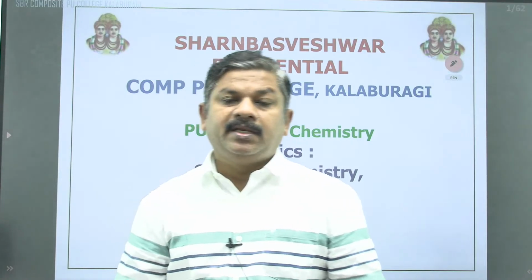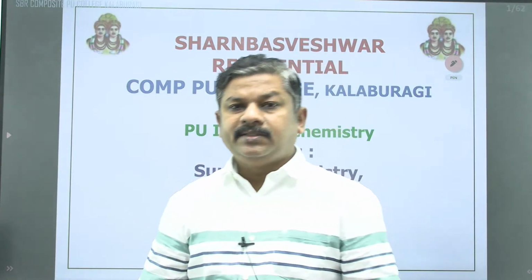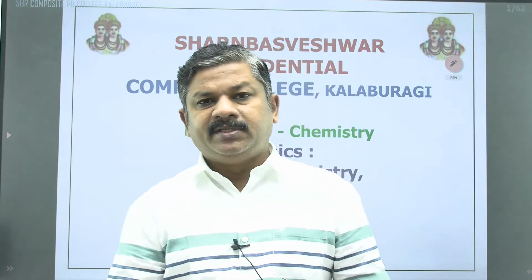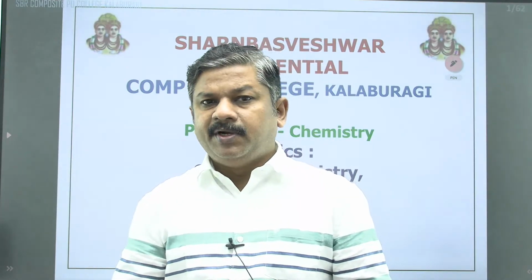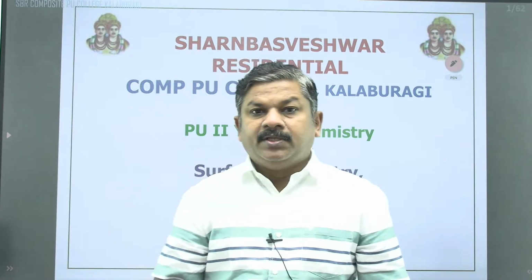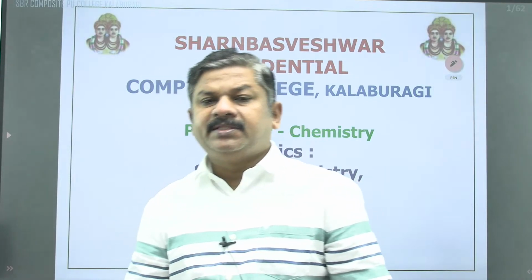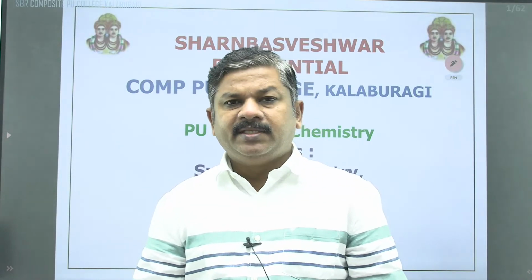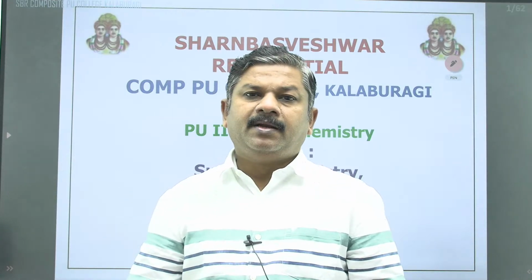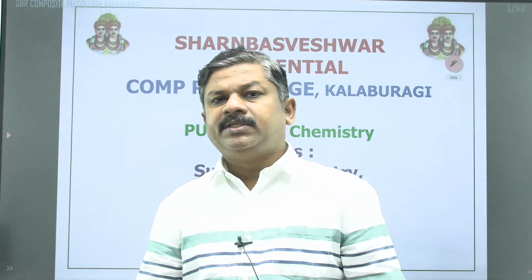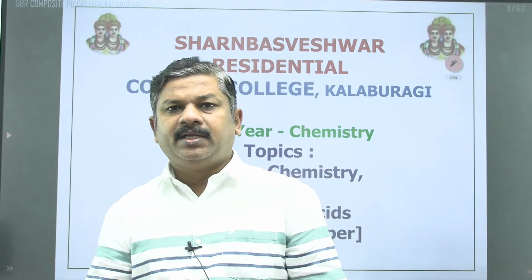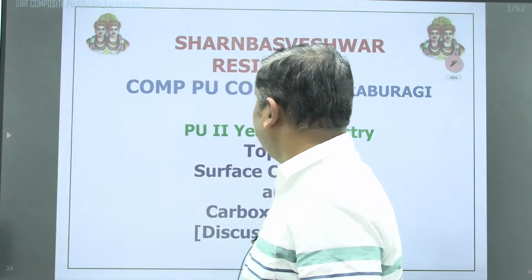Carboxylic acid is another unit in the topic aldehydes, ketones, and carboxylic acid. So here, colloids are from the surface chemistry, and carboxylic acid is from the topic aldehydes, ketones, and carboxylic acid. The synopsis as well as the theoretical part based on colloids and carboxylic acids is already completed. So today we have to proceed to the discussion of objective questions based on these two concepts. One is colloids and the next one is carboxylic acids.